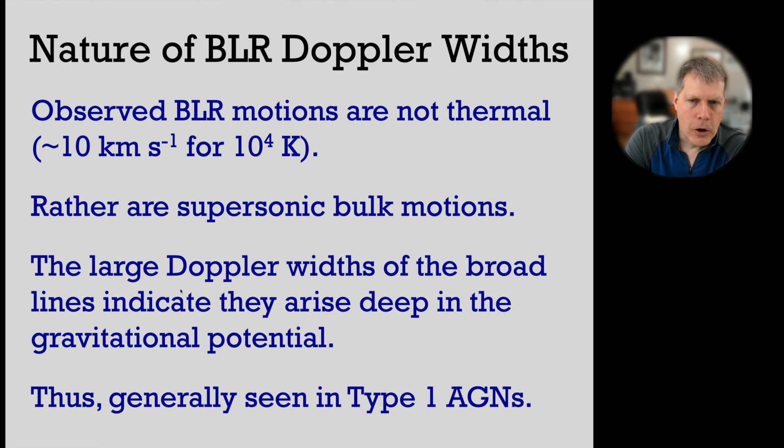Furthermore, the large Doppler widths of the broad lines, thousands of kilometers per second, indicate that they arise deep in the gravitational potential well of the system, down close to the supermassive black hole. I'll quantify that more later on in the talk. And thus, you generally only see these broad lines, at least straightforwardly, in the type 1 AGN system.